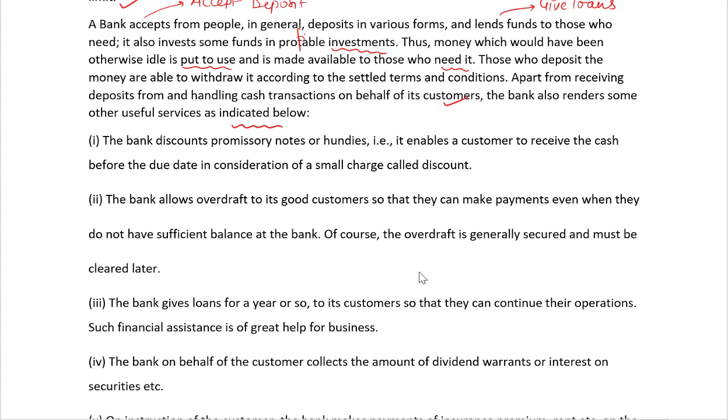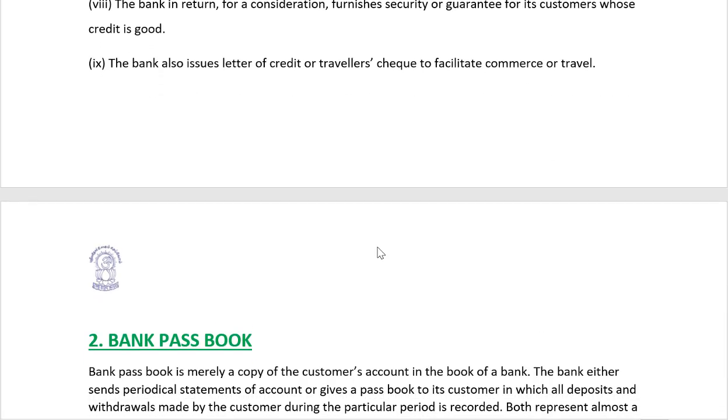What are the services given by the bank? Number one, the bank discounts promissory notes or hundis. That is, it enables a customer to receive the cash before the due date in consideration of a small charge that is called discounting charge. I'll quote an example over here and it would be easier for you to understand.